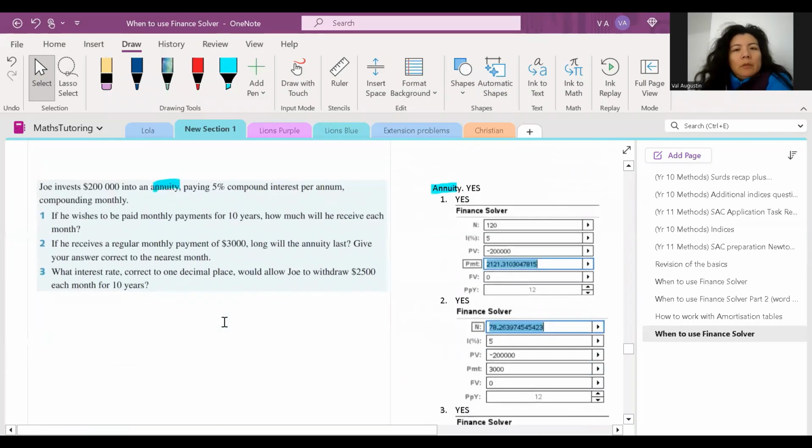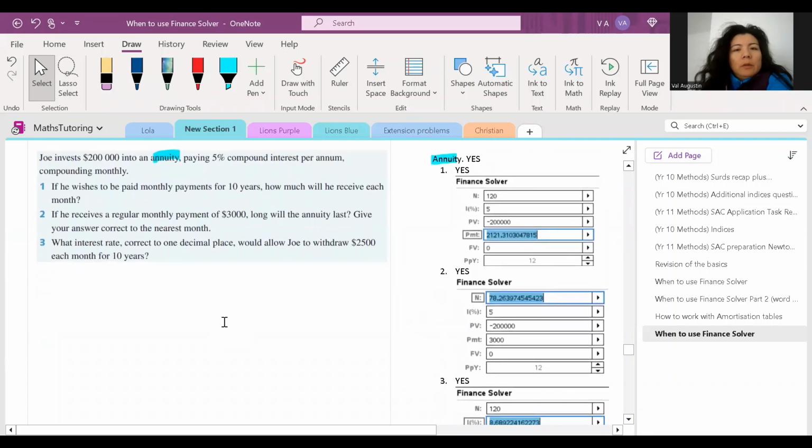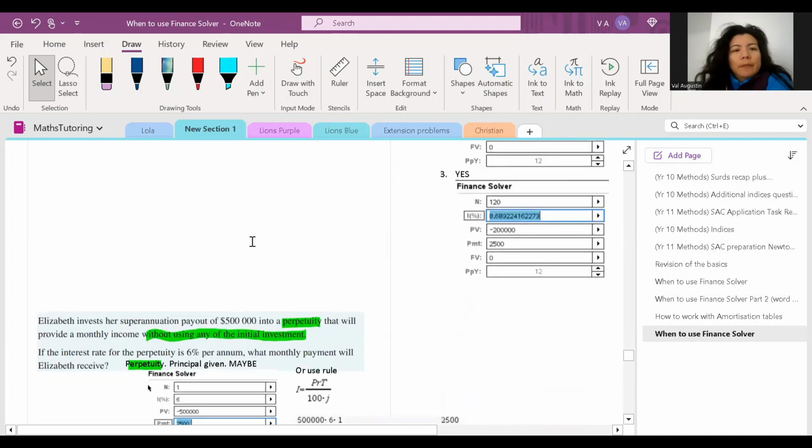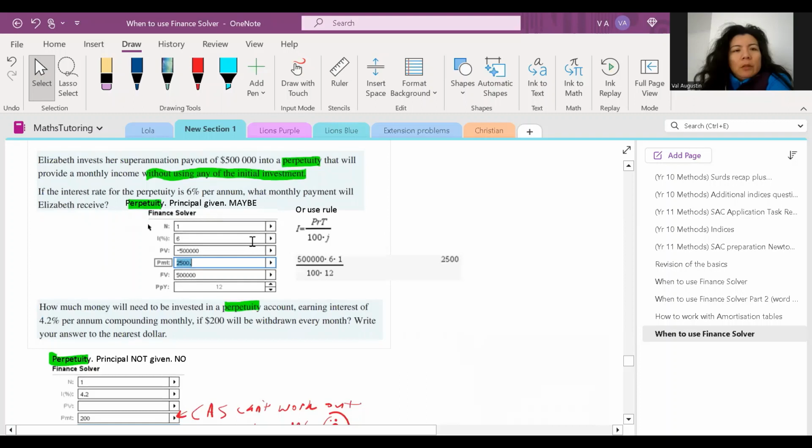Now in this case, it's a definite yes because you're not given any recursive relationship. So definitely Finance Solver. This one is a maybe. You could either use Finance Solver or you could use the rule and you'll get the same answer.